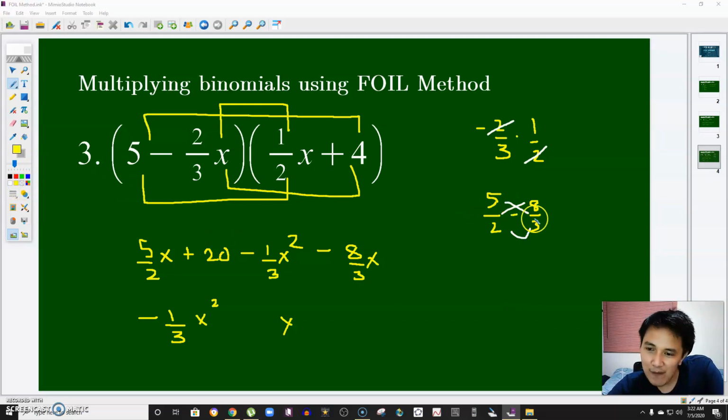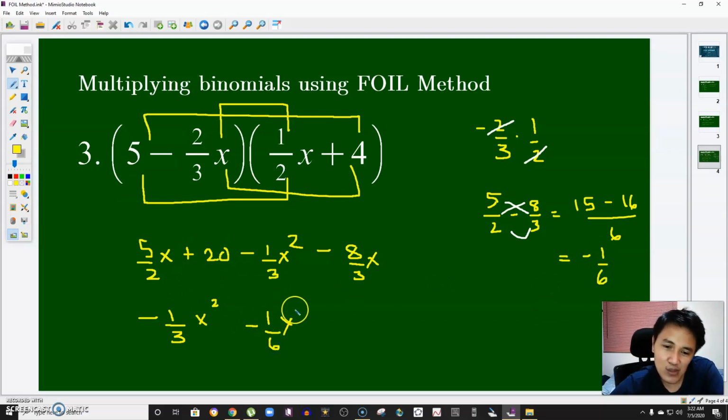Alright, so I'll multiply 5 and 3. That will be 15. Minus 2 times 8. That is 16. Negative. And then the product of the denominators, which is 6. So therefore, the difference of these two fractions is negative 1 over 6. And that's the coefficient of x. And lastly, the 20 has no partner. It's alone, so just copy 20. Once again, the product of this is negative 1/3 x squared minus 1 over 6x plus 20.